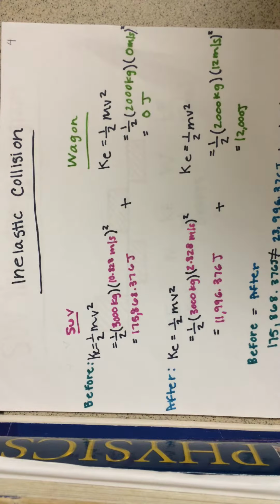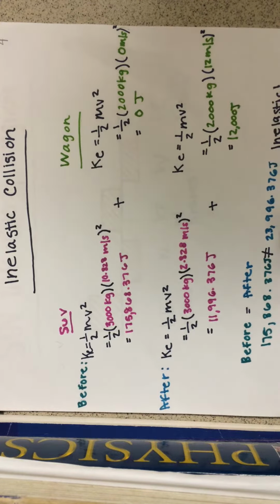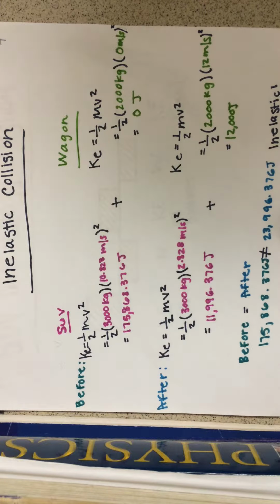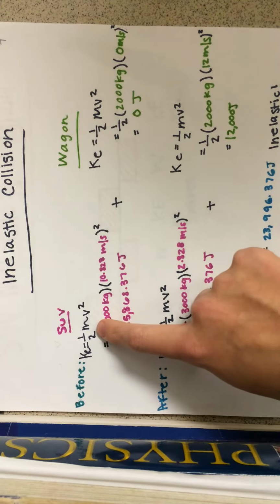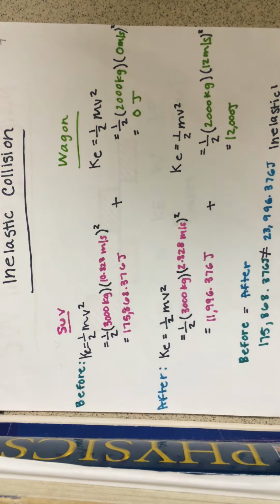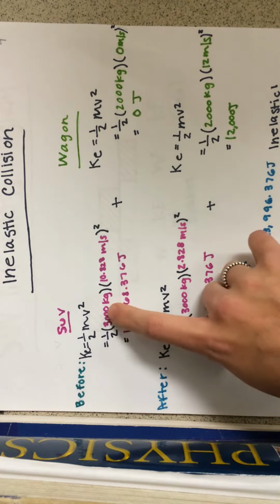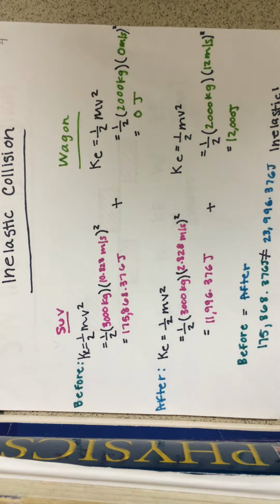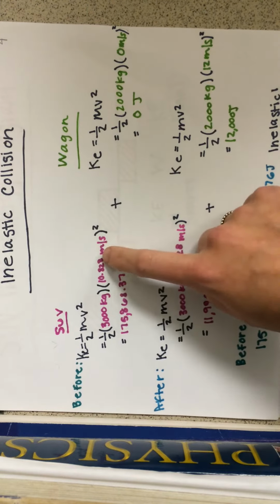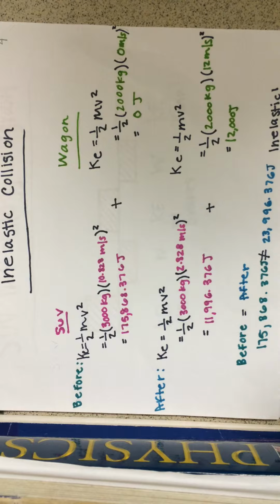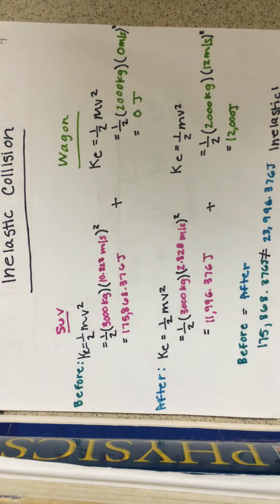When determining the type of collision, kinetic energy has to be looked at. The formula for kinetic energy is kinetic energy equals 1/2 mass times velocity squared. The mass for the SUV is 3,000 kilograms. The velocity before the impact for the SUV is 10.828 meters per second. The kinetic energy for the SUV before impact is 175,868.376 joules.